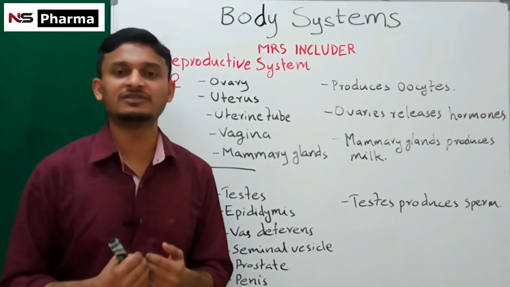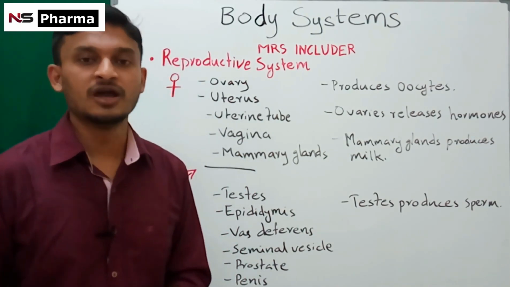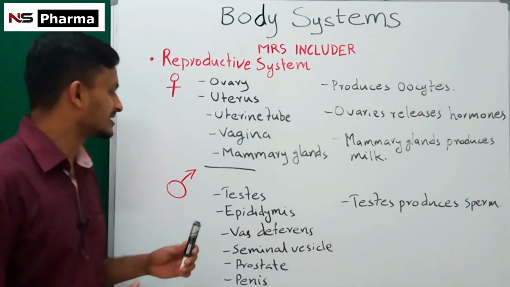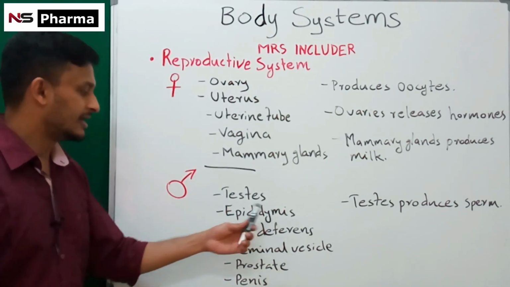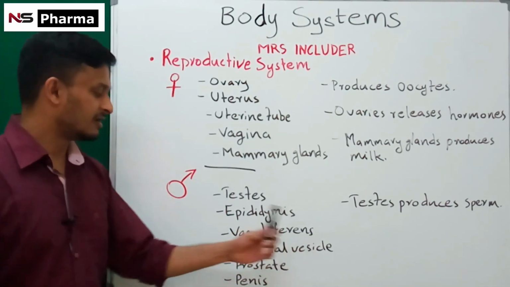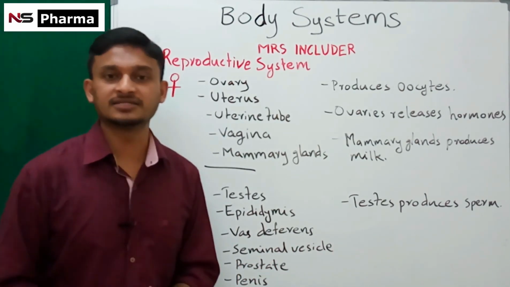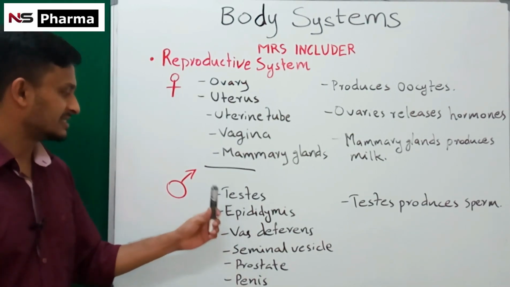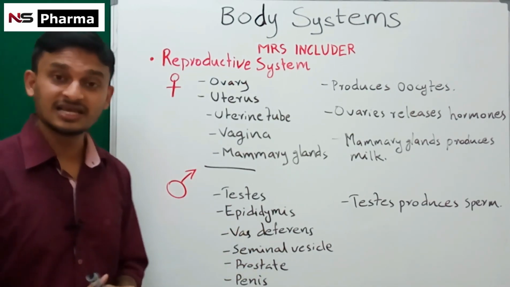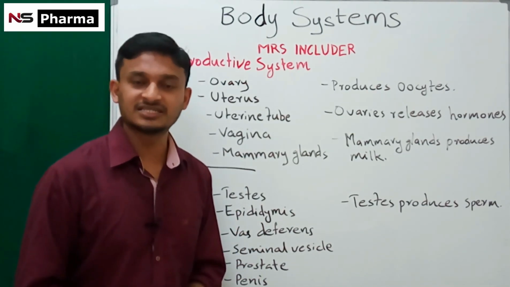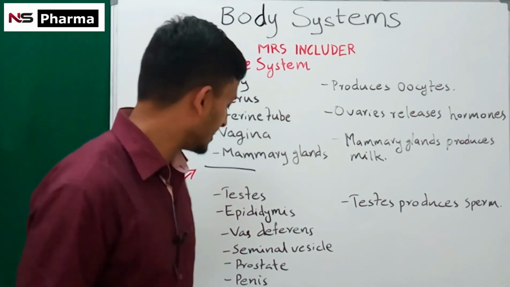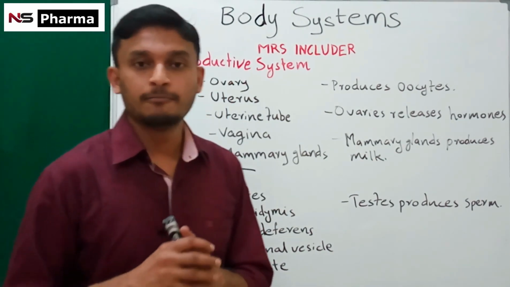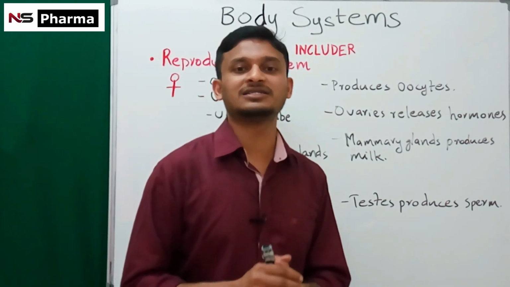Now we are going to deal with the male reproductive system. What are the different parts of the male reproductive system? Testes, epididymis, vas deferens, seminal vesicle, then prostate and penis. These are the different parts of the male reproductive system.